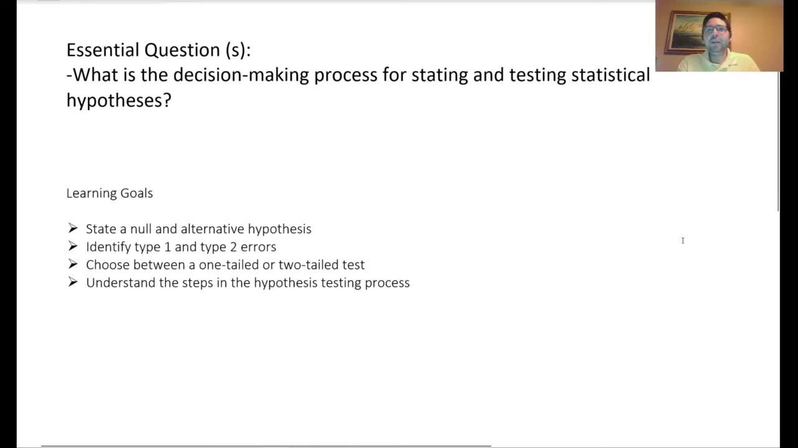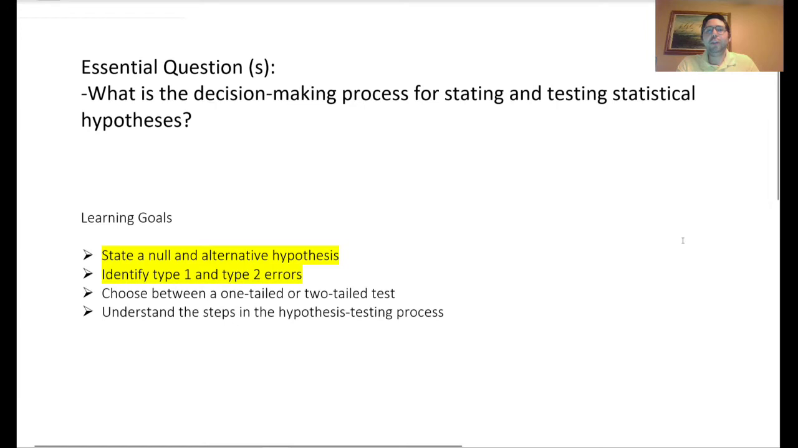All right, so we're going to talk about what is the decision-making process for stating and testing statistical hypotheses. Ultimately, with these two parts, we'll be able to answer that essential question. What is that hypothesis testing process, basically? So the learning goals for today are to be able to state the null and alternative hypotheses, identify type 1 and type 2 errors, choose between a one and a two-tailed test, and understand the steps in the hypothesis testing process. It turns out that we're only going to talk about these first two goals, and the other two learning goals we'll talk about in part two.